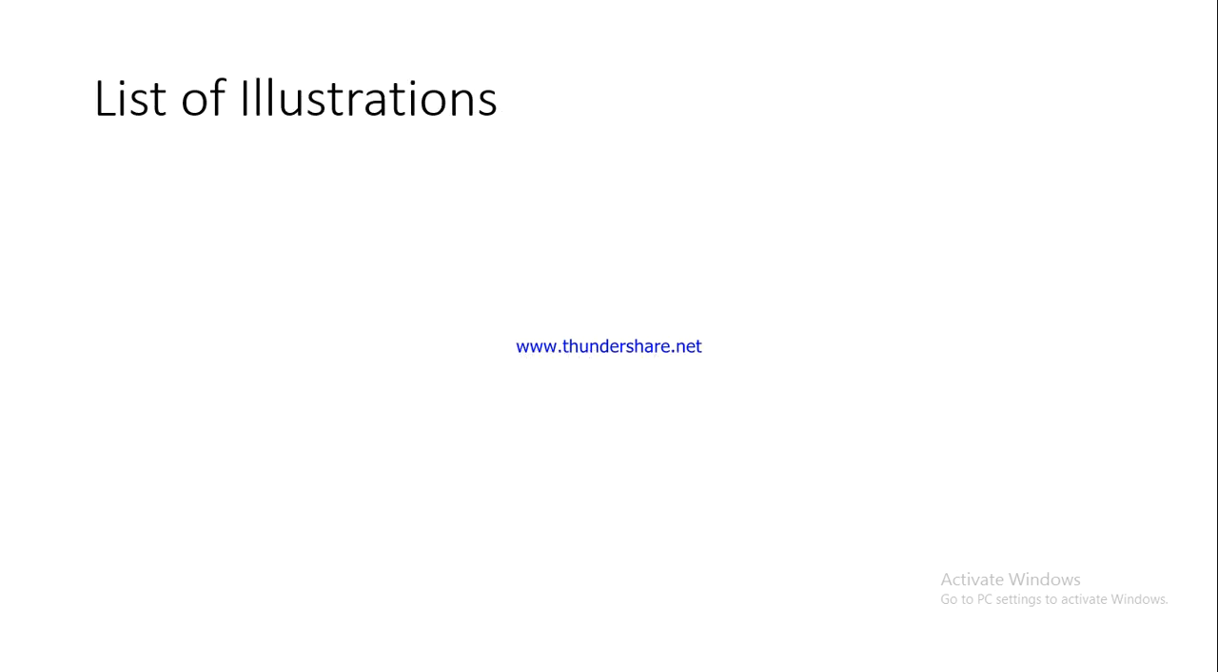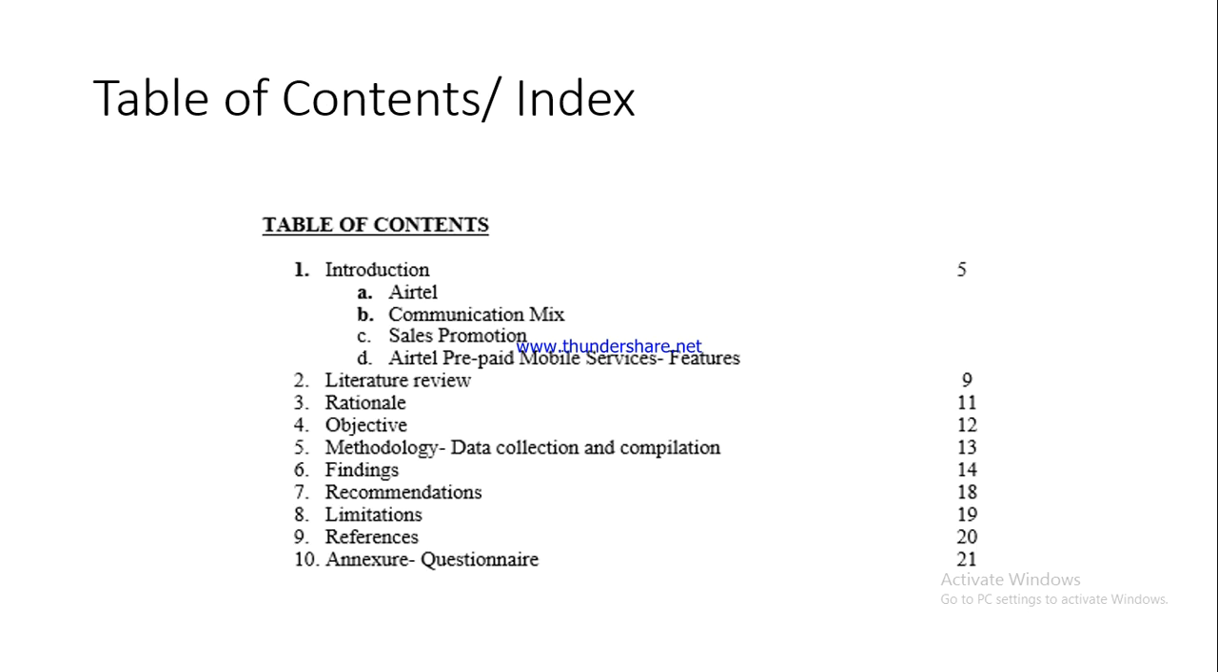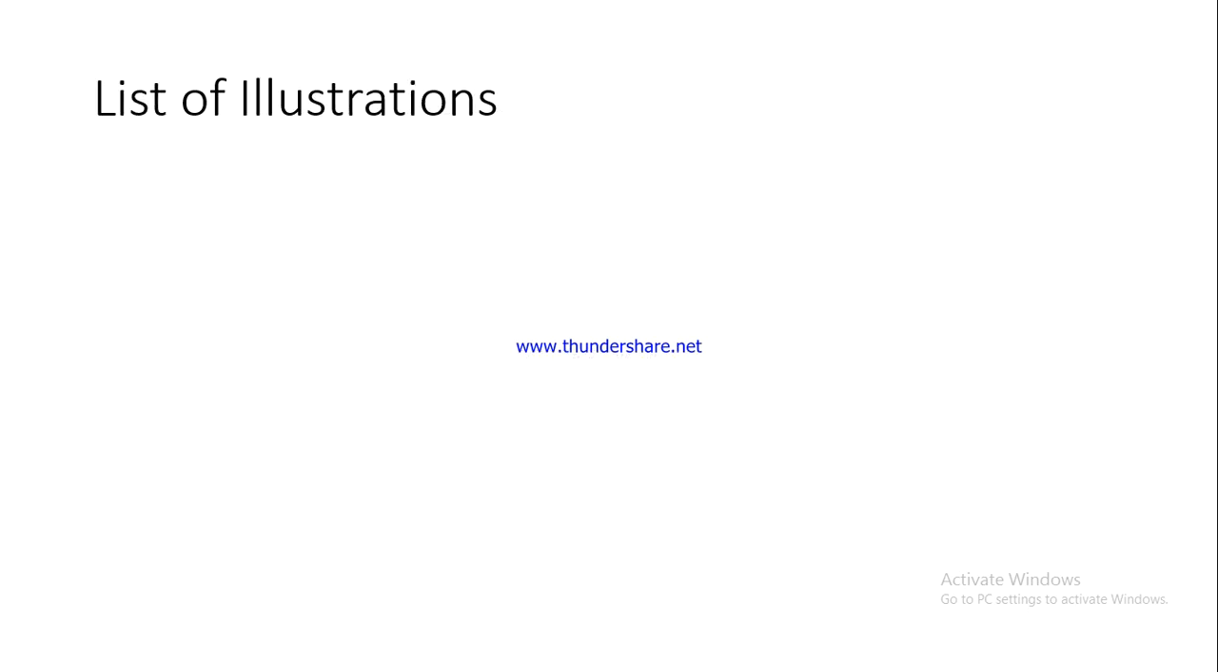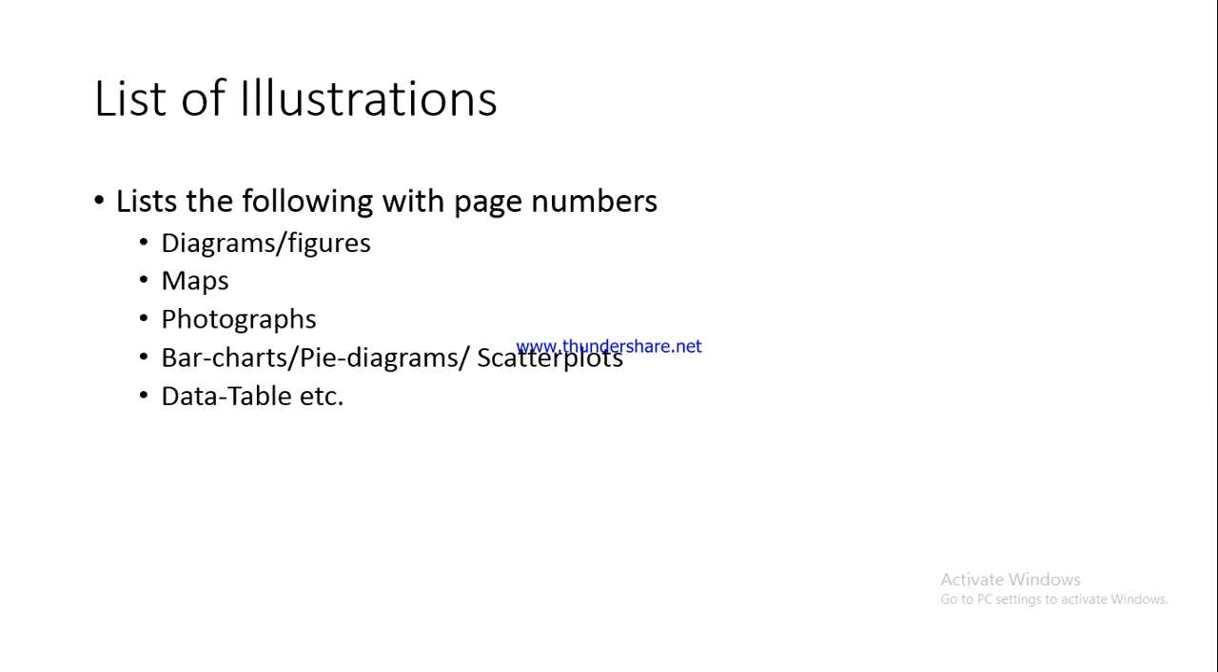Now let's talk about a slightly different list. The earlier one was the list of contents or the table of contents. Now this is the list of illustrations. Illustrations, basically you know what illustrations are. They can be diagrams and figures, they can be maps, photographs, bar charts or pie diagrams, scatter plots, data tables, etc. So these all are included.